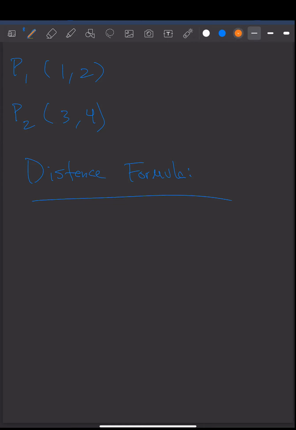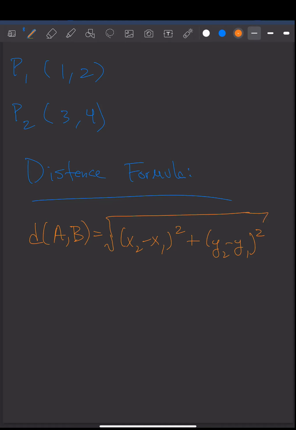This formula is so useful in your later classes. It doesn't even have to be just algebra. This formula will help you out a lot when it comes to finding a distance between 2 points in different quadrants. It doesn't even have to be on the same quadrant. So usually the formula for this would be d of A and B equals the square root of x2 minus x1 squared plus y2 minus y1 squared. And this is the distance formula.